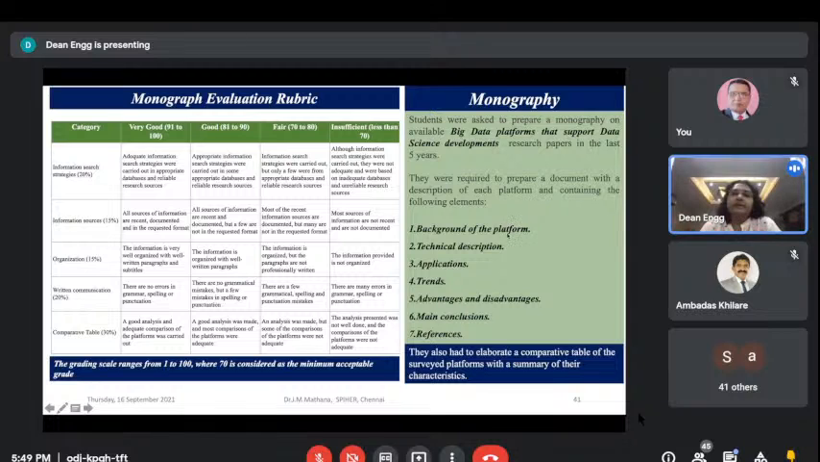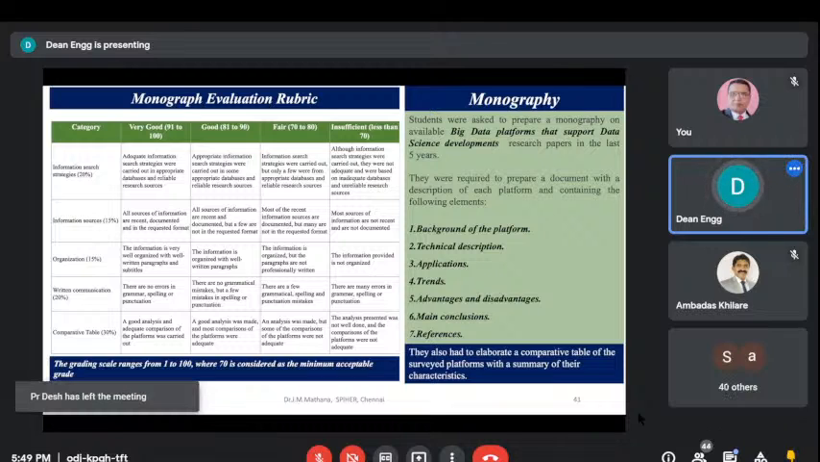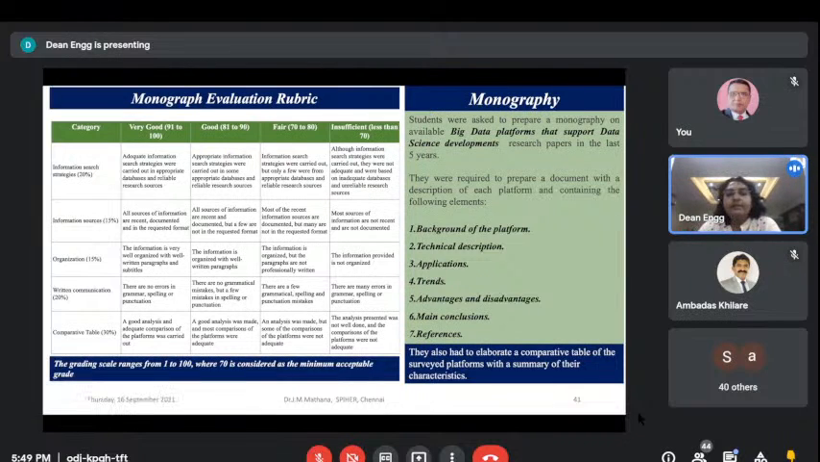Then they have to write a report under the topics, that is what is the background of the platform, technical description, applications, trends, advantages and disadvantages, main conclusion, and references. So, under these topics, after reading all these things, they have to prepare a report. Along with the report, the faculty asks the students to put a comparative table of the surveyed platform with a summary of characteristics also, right? So, one monography and a comparative table.